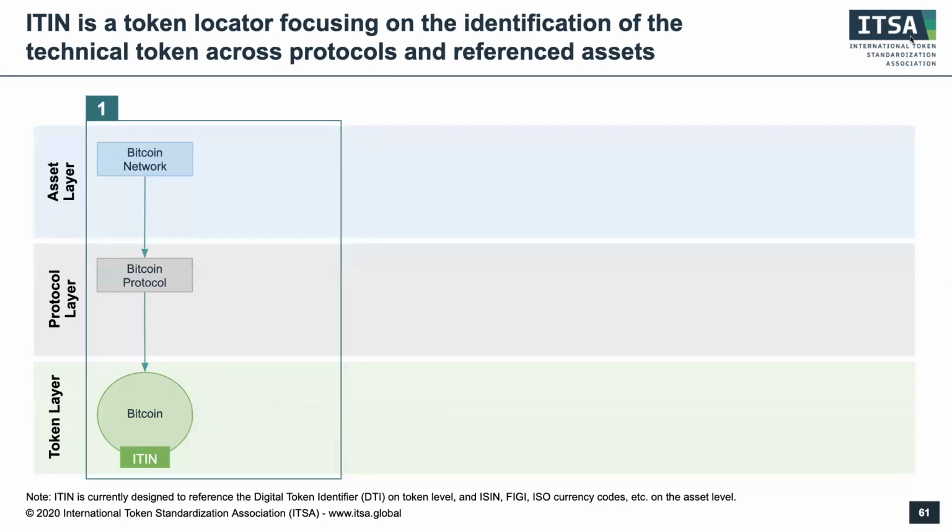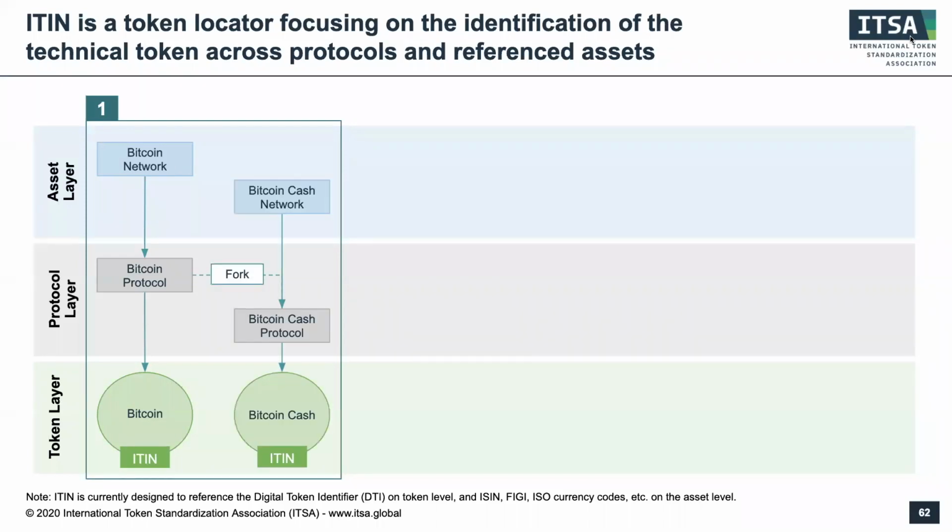So what are we doing here exactly? So what you see here is, for example, that the Bitcoin network is having a Bitcoin protocol such that the Bitcoin is basically emerging as a token. And this Bitcoin is basically assigned with an ITIN from us. In case the Bitcoin protocol forks, then we have the Bitcoin Cash network emerging with its own protocol. And the token is called, for example, Bitcoin Cash. And again, there is another ITIN assigned to it to clearly identify this token.